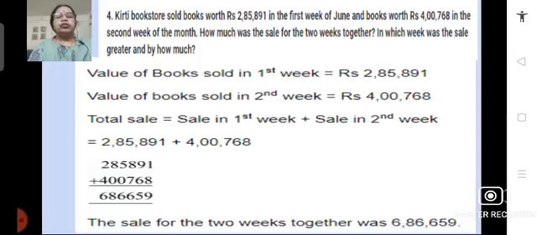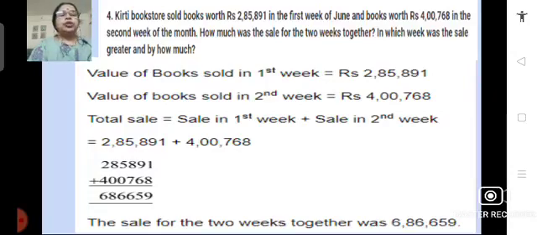Problem number 4. Kirti Bookstore sold books worth rupees 2,85,891 in the first week of June, and books worth 4,768 in the second week of the month. How much was the sale for the 2 weeks together? In which week was the sale greater and by how much?